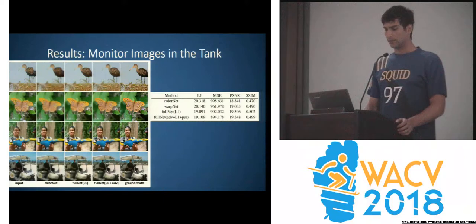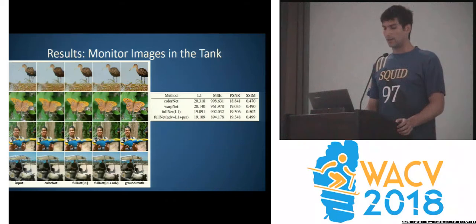Here are some examples of results on monitor images from a held out test set. On the left, you can see the input image. The next column is the result of just using the color net, which is equivalent to the image-to-image translation. The next column is the full network, but only trained with L1 loss. So here the results are still blurry. And then our full network with the L1 and the adversarial loss, and the ground truth.